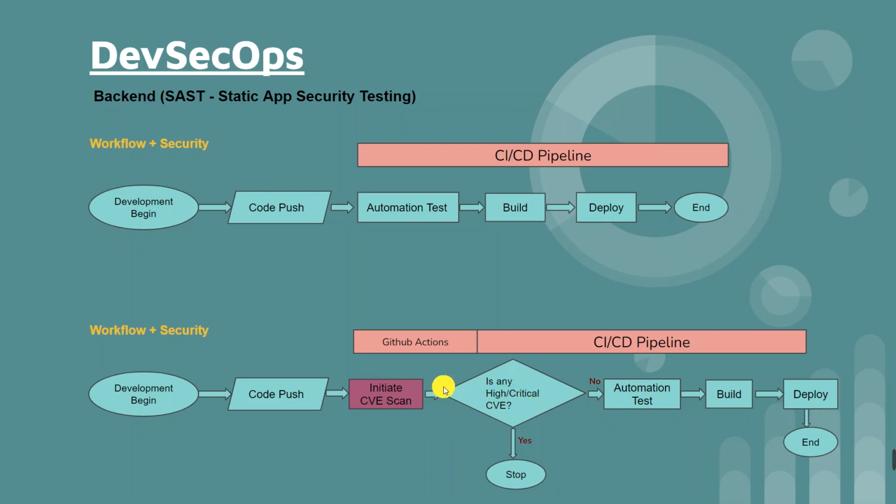Now, if you look at this workflow, as soon as we initiate the CVE scan, check if any high or critical vulnerabilities are present or not. If yes, stop the process here. We are not allowed to release that code to production because it has vulnerabilities, and it is our responsibility as a developer or as an engineer to address the identified vulnerabilities. After making the necessary changes or corrections, push the code again, go through the same process, and if there are no vulnerabilities present, then proceed with the further steps where we'll do the automation test, build, and then finally deploy it.